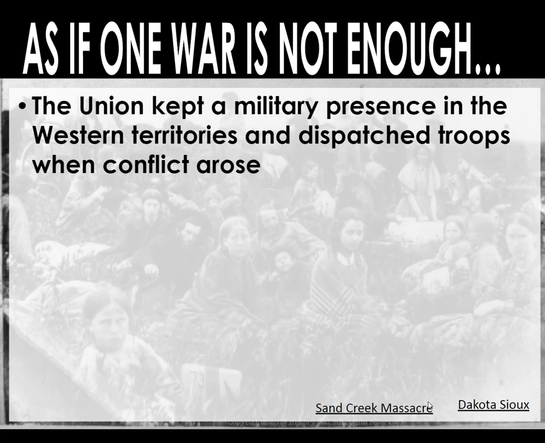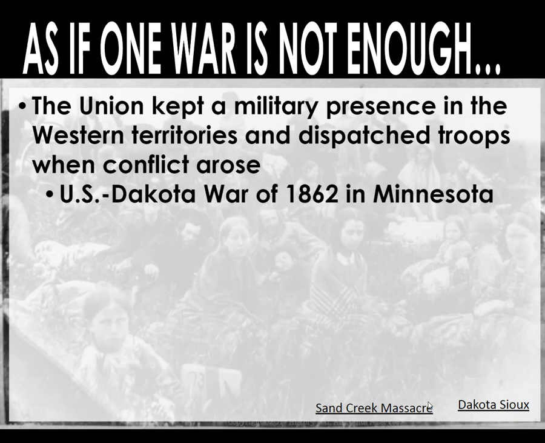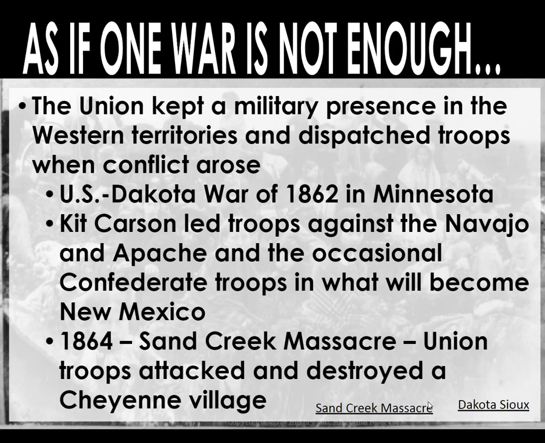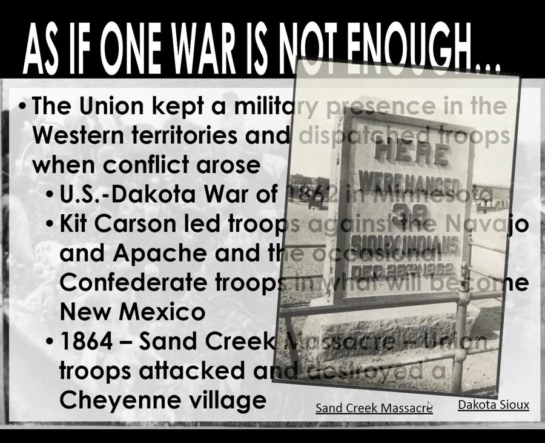The Union kept a military presence in the Western Territories and dispatched troops when conflicts arose. U.S. Dakota War of 1862 in the Minnesota region, Kit Carson was going to lead troops against Navajo and Apache and occasional Confederate troops in what became New Mexico. So both sides of the war are actually going to be in conflict with Native Americans. Another one was the Sand Creek Massacre. The Union troops attacked and destroyed a Cheyenne village in 1864.